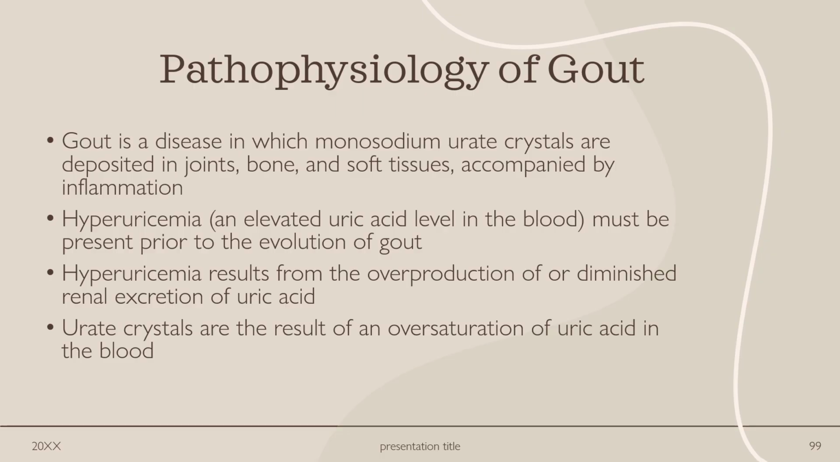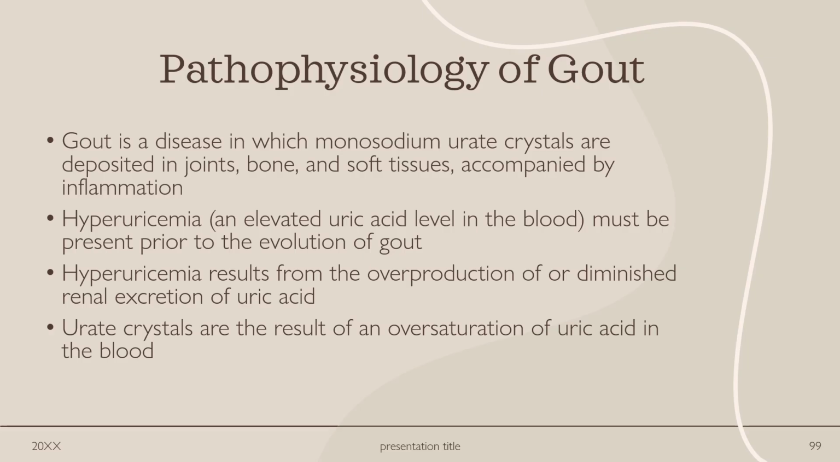So gout, pathophysiology of gout. Gout is a disease in which monosodium urate crystals are deposited in joints, bone, and soft tissues, accompanied by inflammation. Hyperuricemia is an elevated uric acid level in the blood, and this must be present prior to the evolution of gout. So this happens because of their nutritional status, eating a lot of red meat and seafood. Hyperuricemia will result from the overproduction of or diminished renal excretion of uric acid.